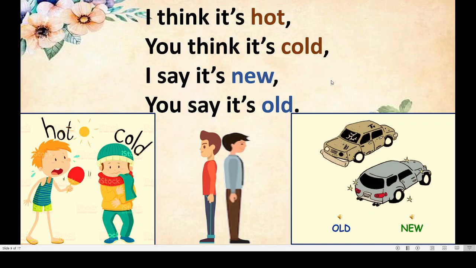Got this? Now, slowly you will come to know so many opposite words that we use in our day-to-day life. Yes, dear children, this is all about the poem, We Are Opposites. Now, we will move to the exercise part.